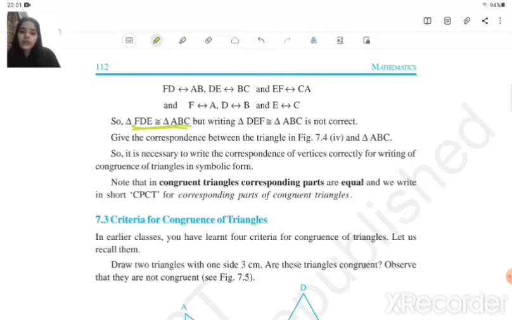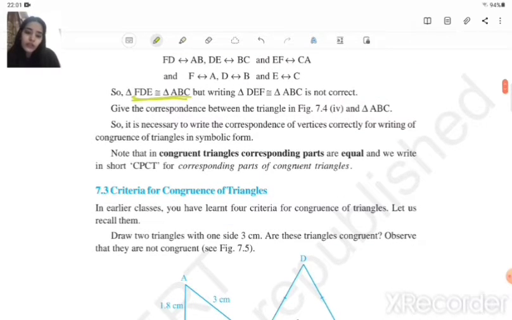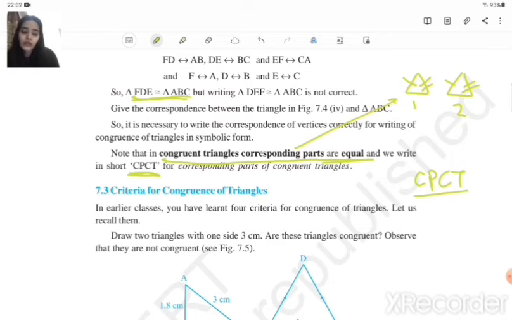Now there is a very common term which will come when you solve the questions, that is congruent triangles corresponding parts are equal. Whatever we have discussed till now, the corresponding parts, like this side and this side of one triangle and two triangle, these are the corresponding parts, right? These corresponding parts are equal in congruent triangles. So we can write it in short form CPCT. While solving the questions, we will write by CPCT, these two triangles are congruent.